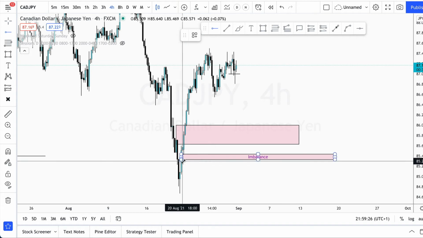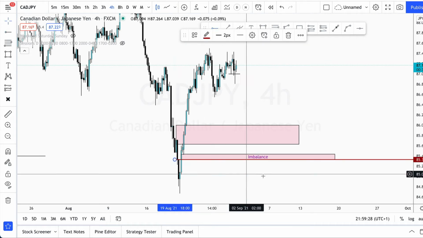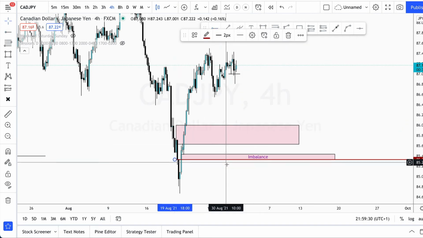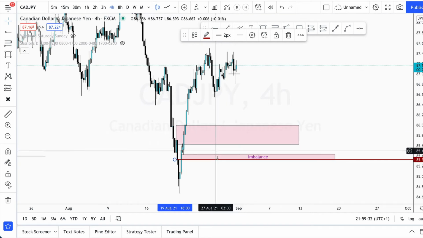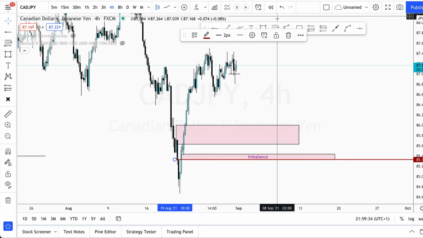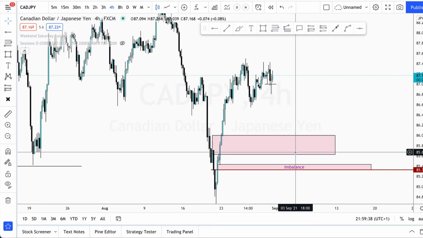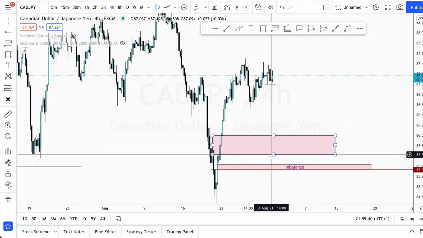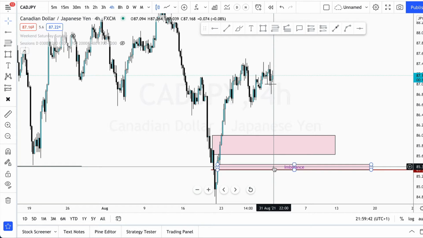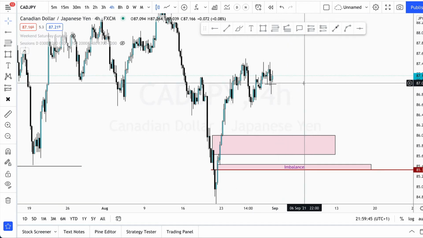I'm looking at price to come back down here, which is going to fill in both of these imbalances before taking off. So I'm looking for price to come in a bearish direction, come down to here, and then go bullish.